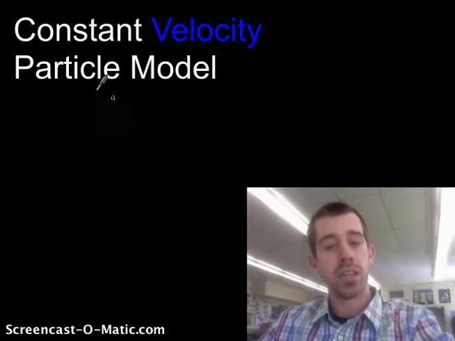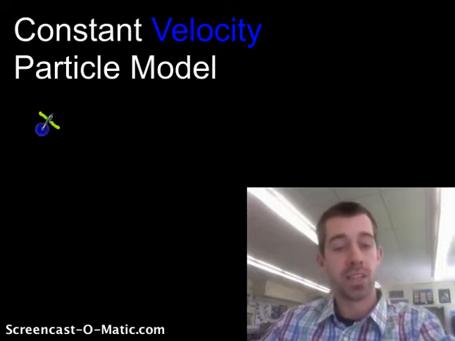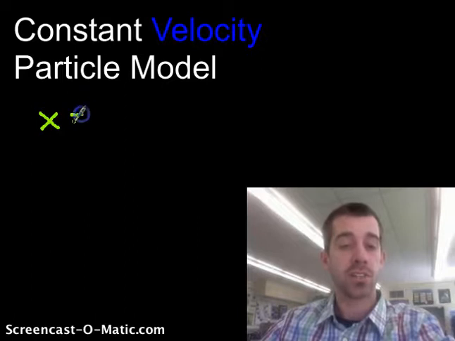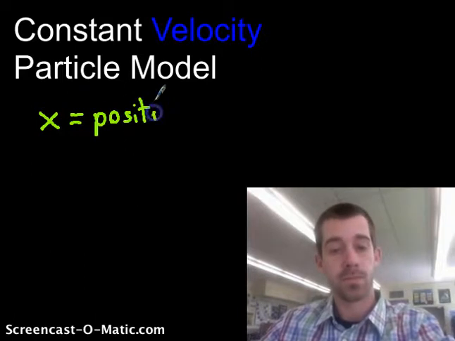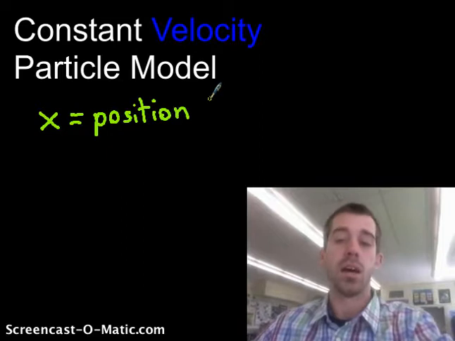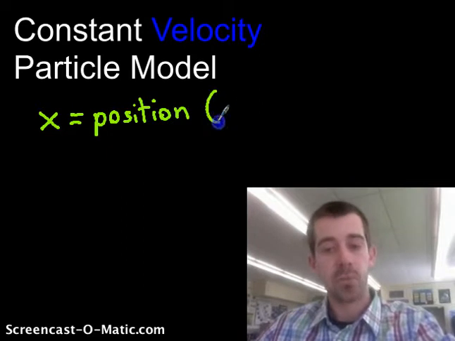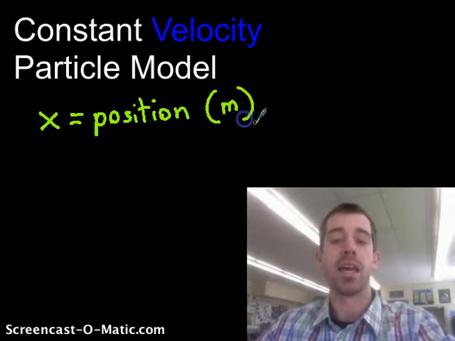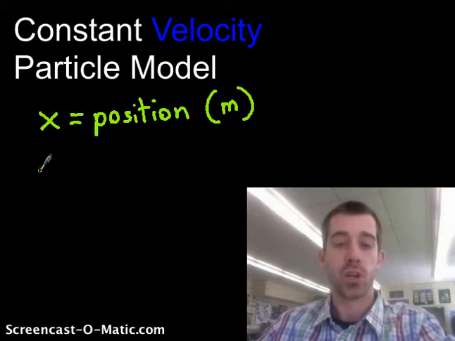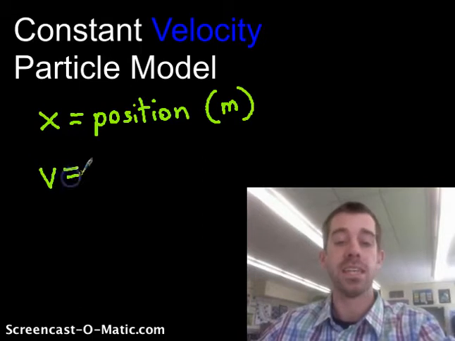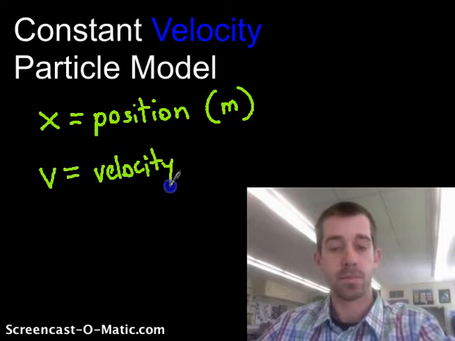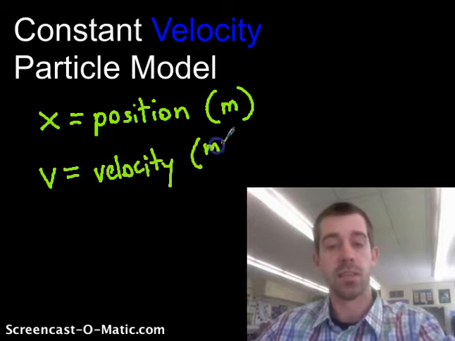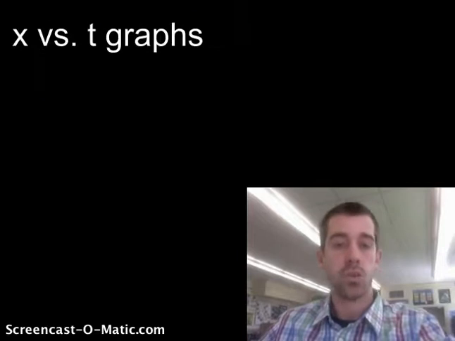Another thing to define from the very beginning is that we're going to be using this variable x to mean position throughout this video. That's where you are, and we are measuring position in m. M stands for meters. We'll also be using v as a variable to stand for velocity, and we'll be measuring velocity in meters per second. So let's just jump right in.